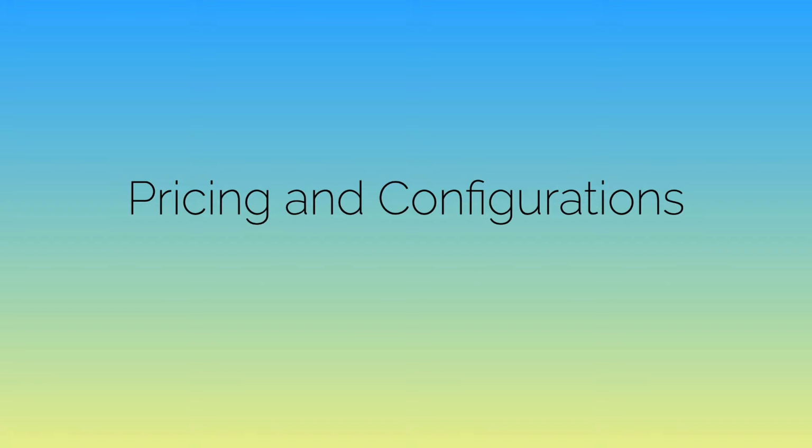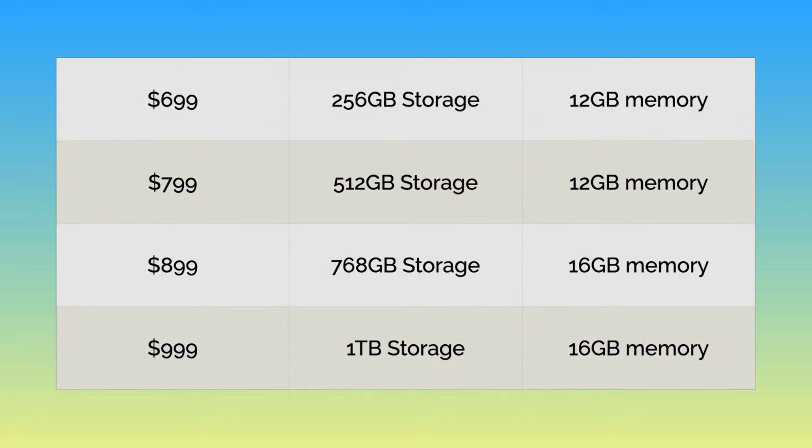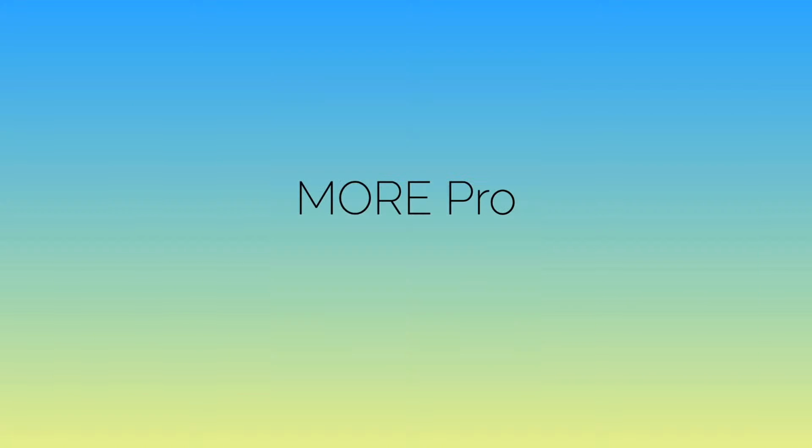And so now let's talk about pricing and configurations. We start pricing off at just $699. $699 gets you 256 gigs of storage and 12 gigs of memory. For a little bit more, you can get 512 gigs. For a little bit more than that, you can get 768 gigs and 16 gigs of memory. And for $999, you can get a terabyte of storage and 16 gigs of memory. But we have something that's even more pro, and we'd like to show it to you.